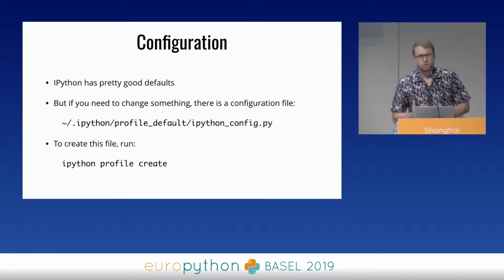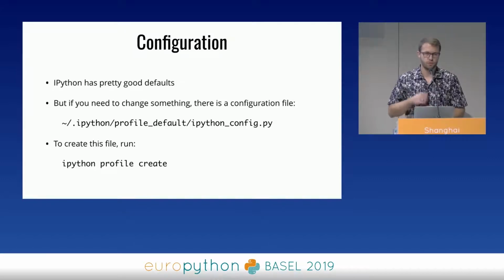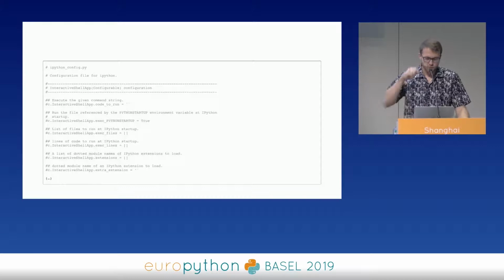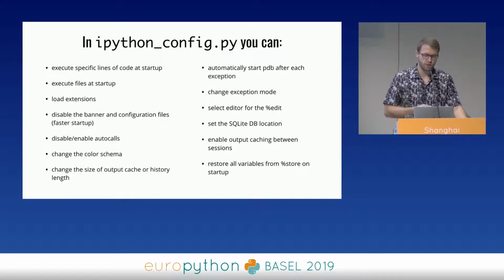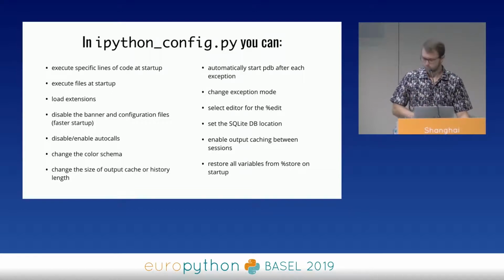Well, actually, when you first install IPython, the file is not there. You have to first run IPython profile create command that will generate the file with default values. And if you look inside that file, you will see a huge amount of options that you can change. For example, you can execute some lines of code at startup, execute some files, load extensions, change the color schema, change exception mode, select a different editor to use with the edit command, stuff like that.